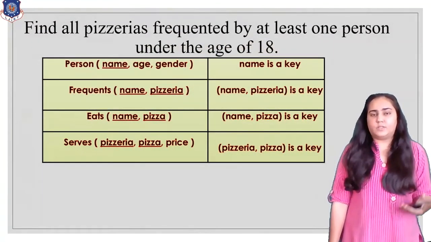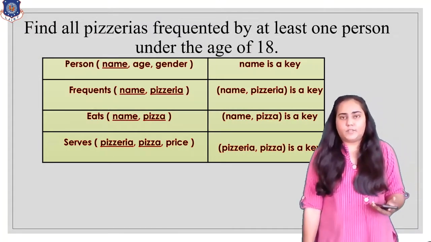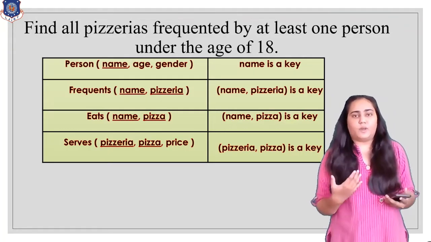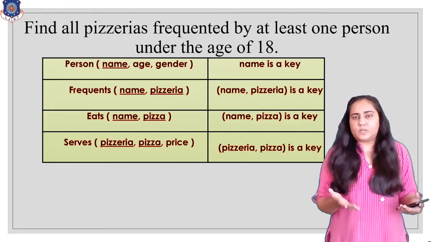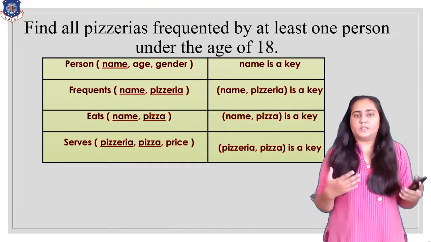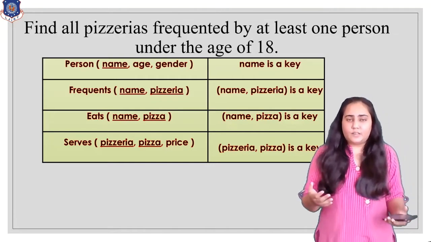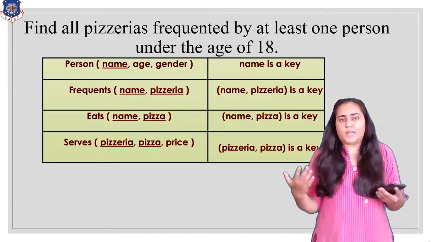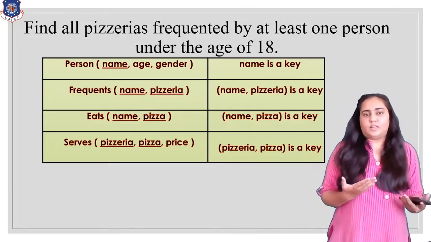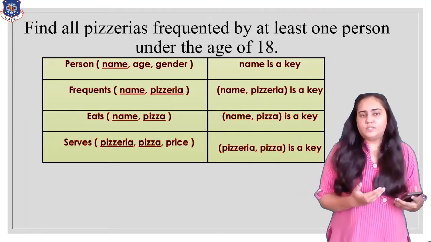The first question is, find all pizzerias frequented by at least one person under the age of 18. Your first task should not be which operations to apply, but rather which tables to use. Most questions are about natural join, and most questions use more than one table. So it's best to first find out which tables are needed. Here it is saying find all pizzerias, which means I have to use a table that contains the name of the pizzeria. And that can be done only from frequents and serves. I have 2 choices, frequents and serves.